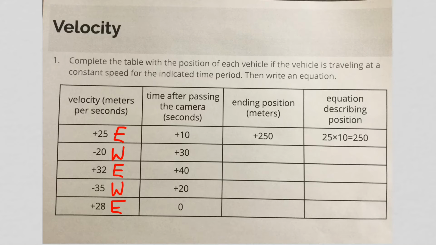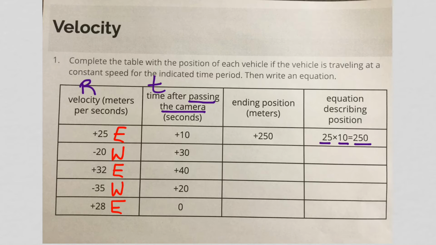Because we are comparing the time to passing the camera, and the camera was identified as 0, our ending position is going to be 0 plus the distance. And the distance is going to be rate, which is a velocity, times time. That's why in the first row, we have the rate times the time equals the ending position. So we're going to take our velocities times our time and get our ending positions.